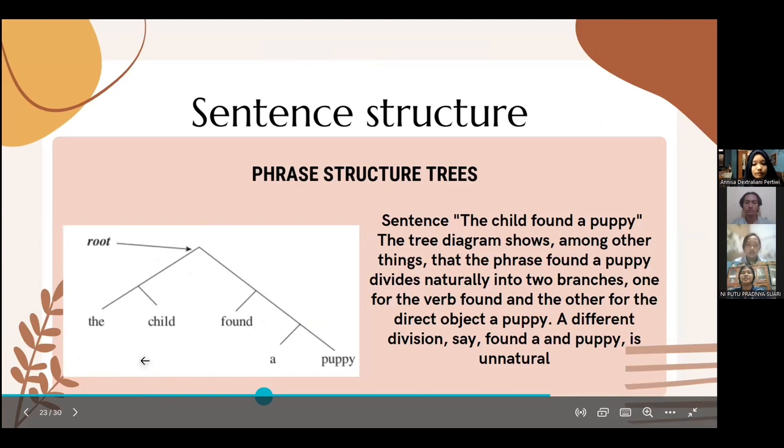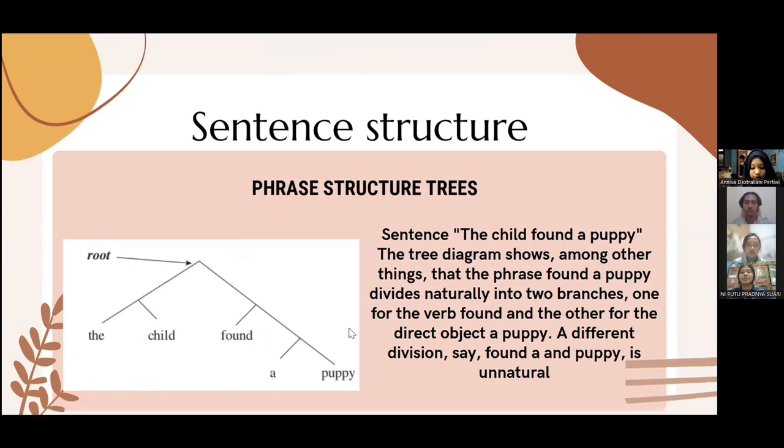So in the sentence structures, there's phrase structure trees. So for example, the sentence, the child found a puppy. The tree diagram shows, among other things, that the phrase found a puppy divides naturally into two branches, one for the verb found and the other for the direct object, a puppy. A different division that says found a and puppy is unnatural.